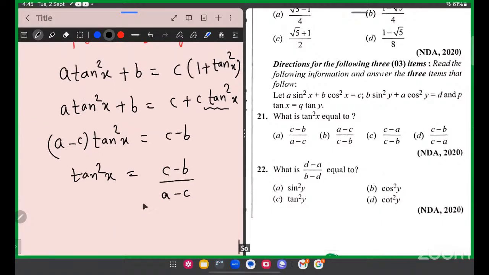So it is option number c minus b divided by a minus c. So option A should be the right answer.